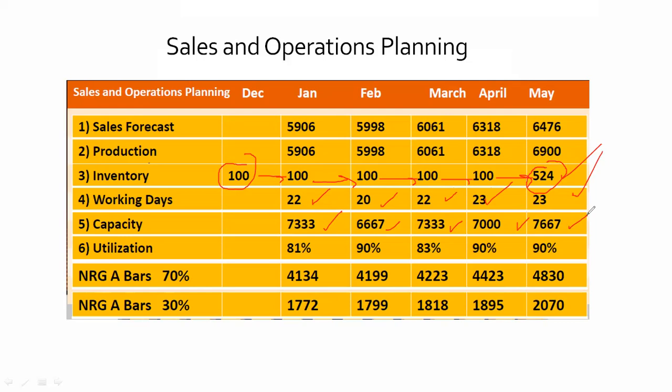That is the data that is given to you. Now, based on these particular things, the utilization is 81%, 90%, 83%, 90% and 90% that is given. So for an A bar 70% इसमें दिया हुआ है. If you take the 70% of this, you are having the data of 4134, 4199, 4223, 4243 and 4830. And 30% of the B bars 1772, 1799, 1818, 1895 and 2070.